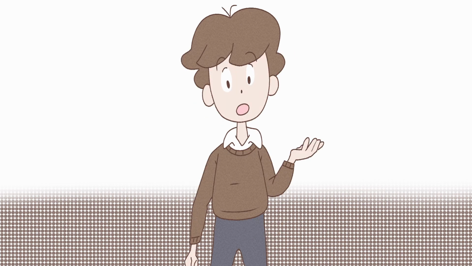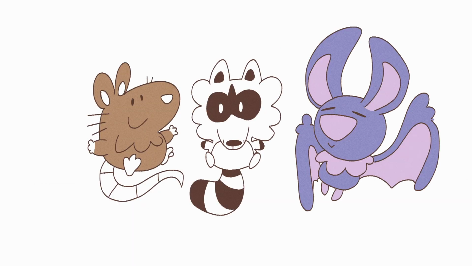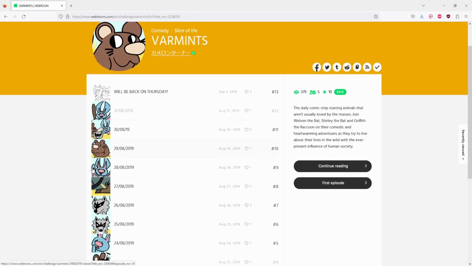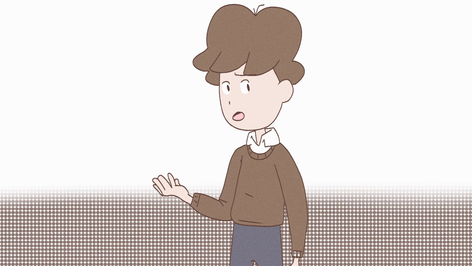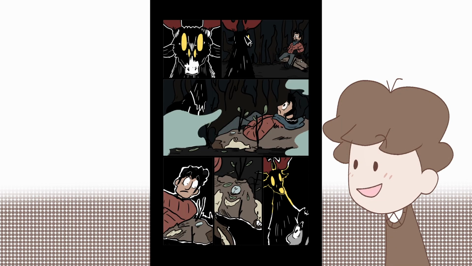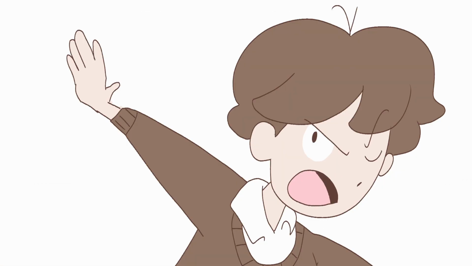To preface, I already have a bit of a history of making comics. I made a daily comic strip in my last year of high school called Varmints. It was about 3 animals typically unloved by society: Melvin the rat, Griffith the raccoon, and Shirley the bat. I kept up with it for a month straight, and then it trailed off, and I never really got back into it. It's unfortunate, but it was a fun experience, and I still hold these 3 characters close to my heart. I've also done a few other non-comic strip comics, such as a horror story about reindeer herders in Kamchatka, and the occasional event comic, but today isn't about those comics from the past.